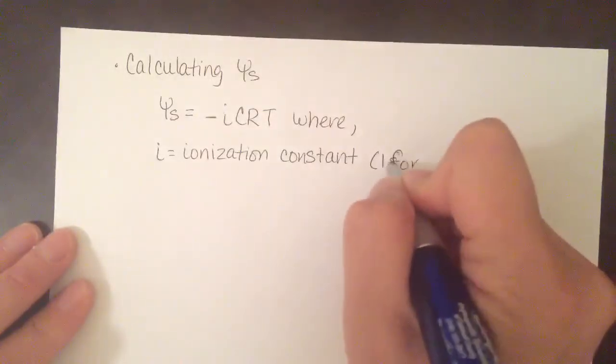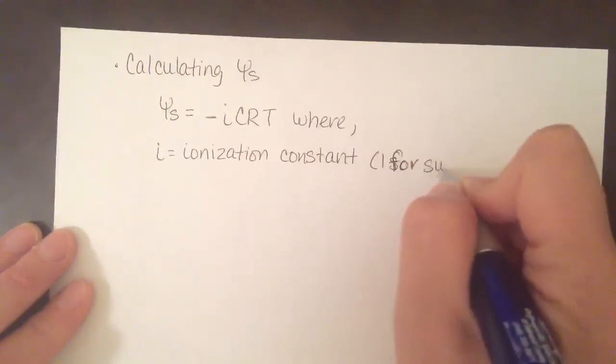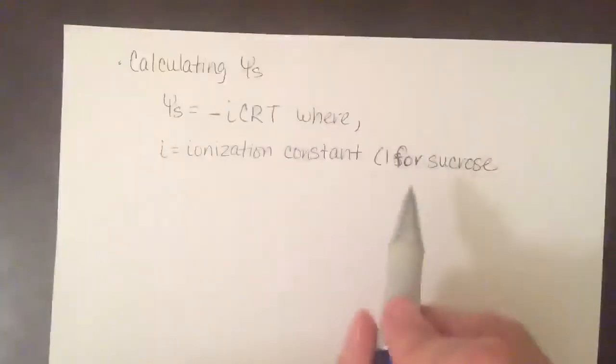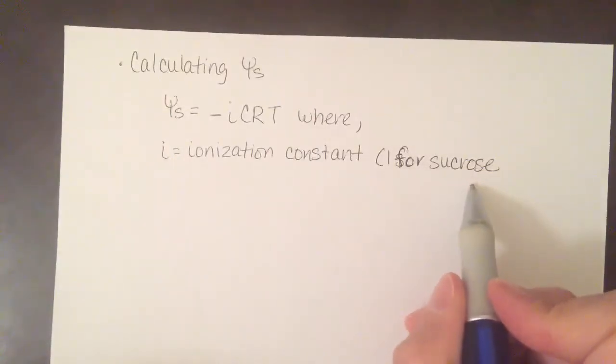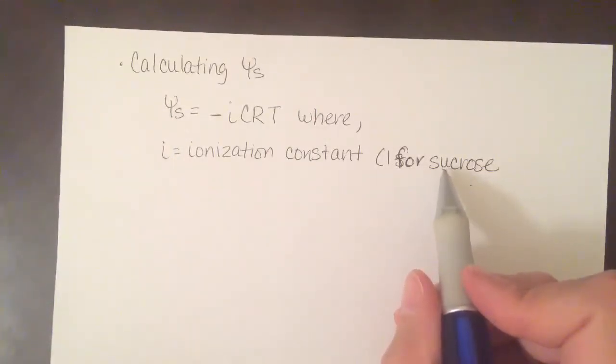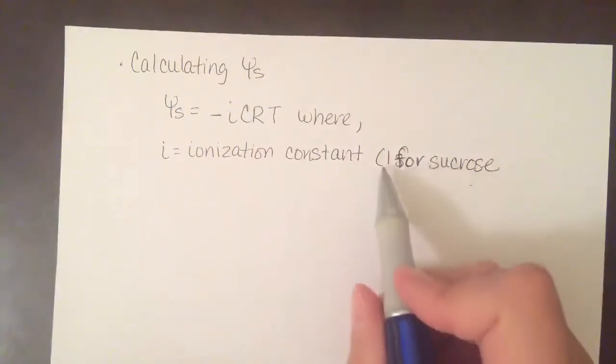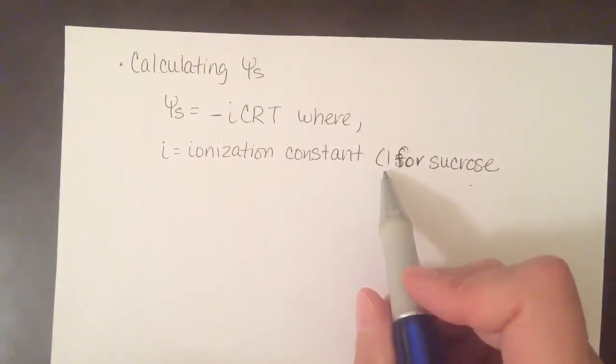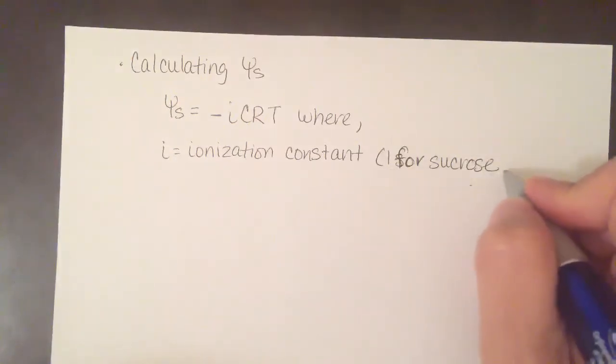It's the number 1 for sucrose, which we're going to use in our labs. Sucrose is not an ionic compound, so it doesn't dissociate into ions. So when you put sucrose, which is a disaccharide, into water, it stays as one particle because it does not ionize or dissociate in water.